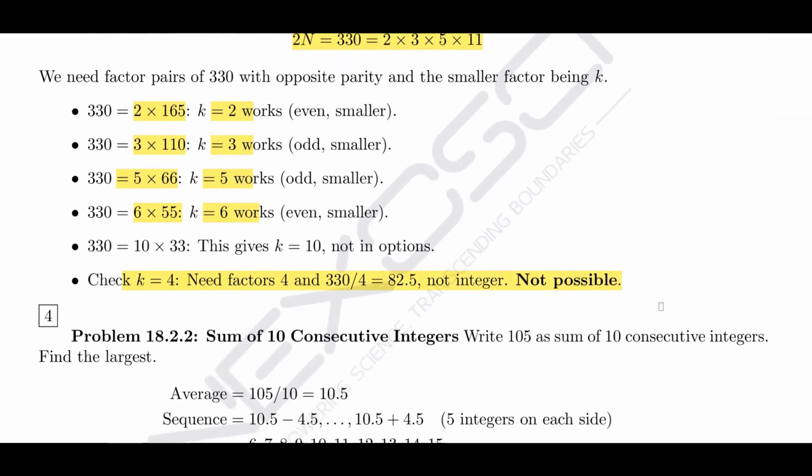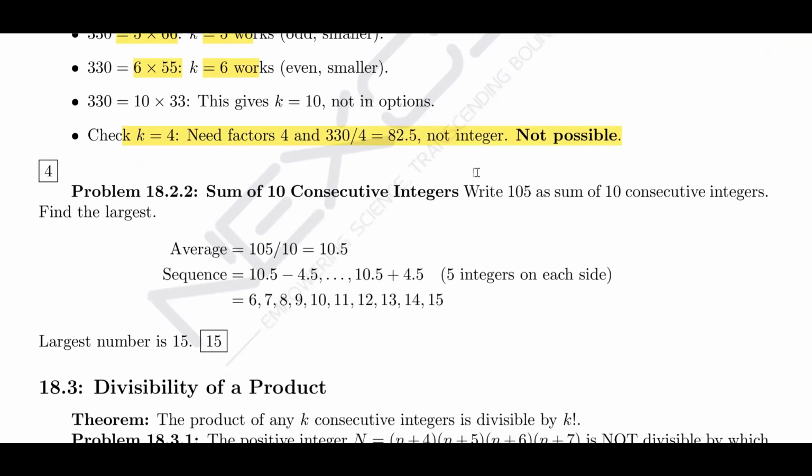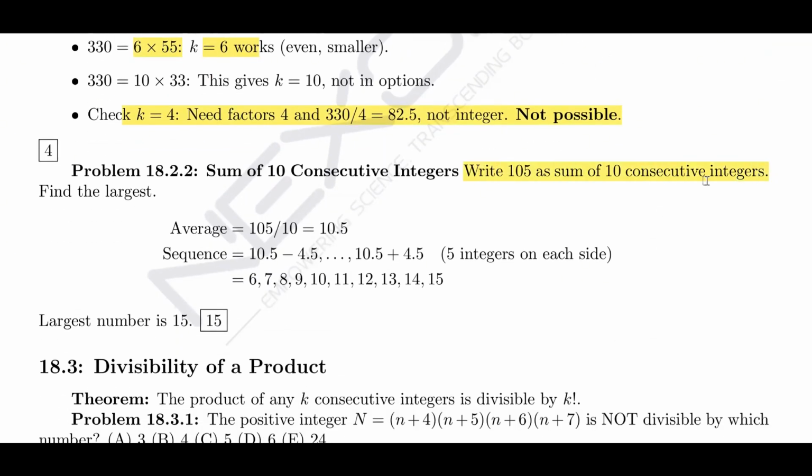Another example. Write 105 as the sum of 10 consecutive integers. The average is 10.5, so the sequence is centered at 10.5, with 5 terms on each side. That gives us 6 through 15. The largest number is 15.